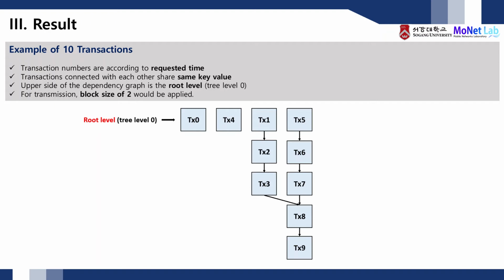Transaction 8 in the slides connects with two transactions, since the transaction itself could be a transfer transaction that has two key values. The upper side of the dependency graph is the root level and has most of the time the highest priority for transmission. Block size of 2 was applied for transmission process.